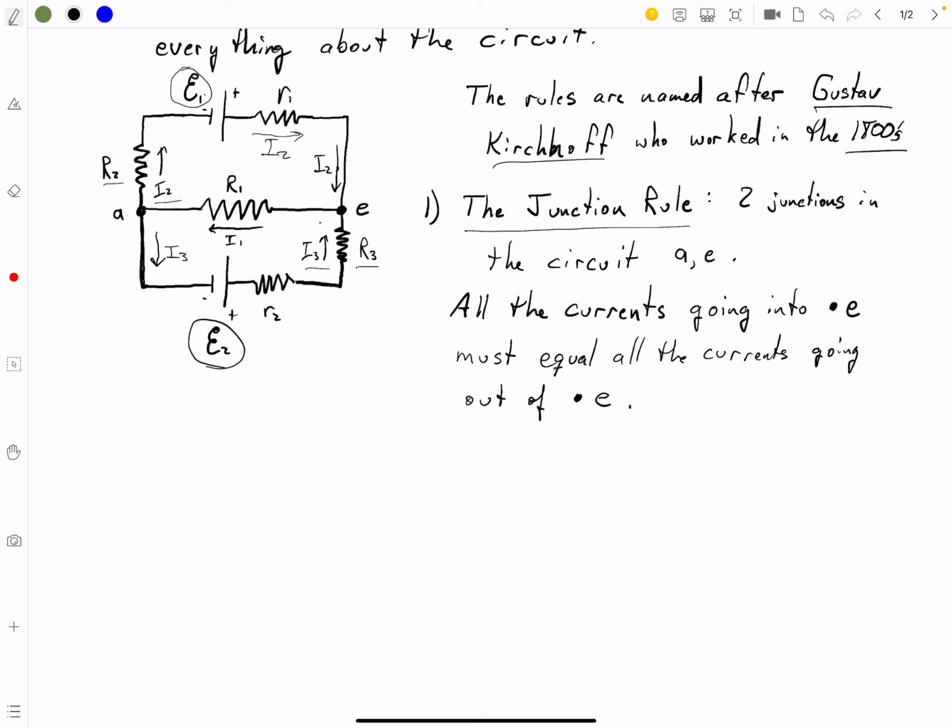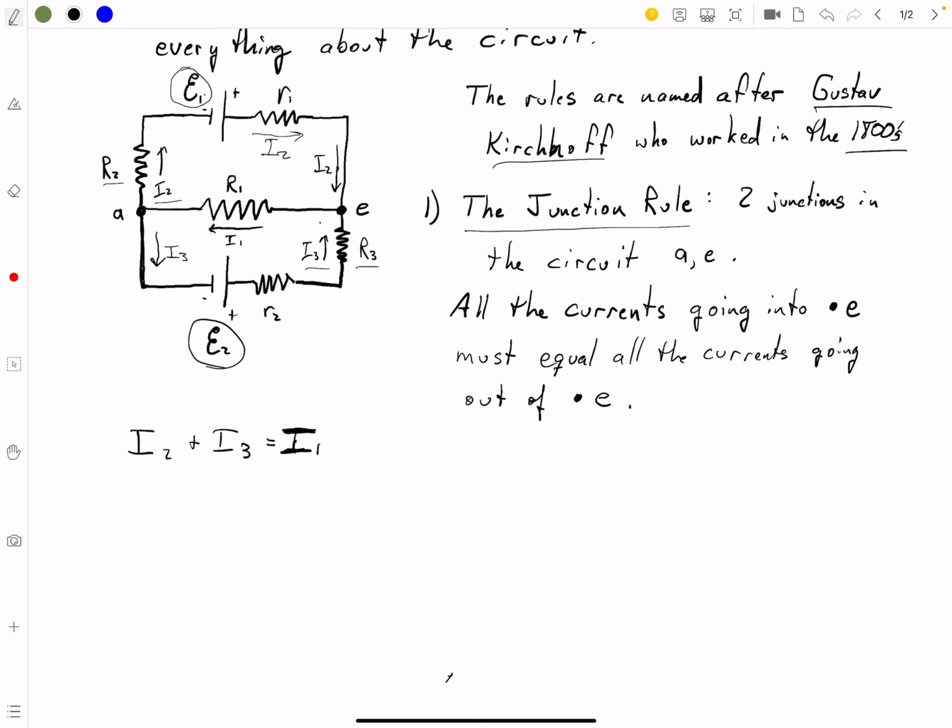If we look, I3 is going into point E. We can see I2 is going into point E. And across R1, notice that I1 is going away from point E. So that gives us an equation: I2 plus I3 equals I1.